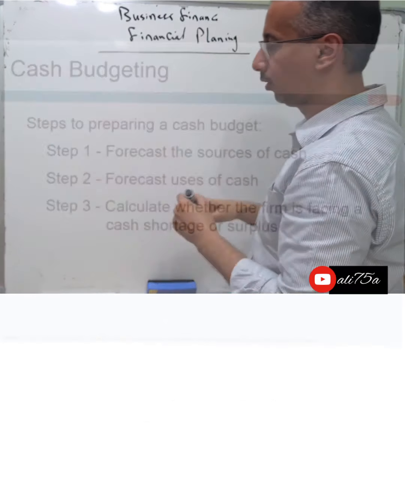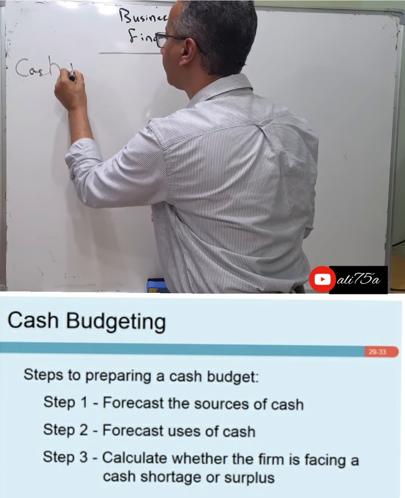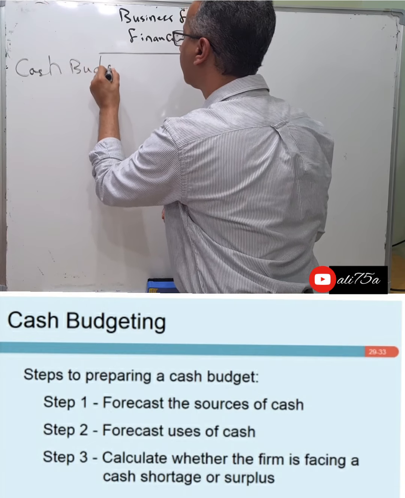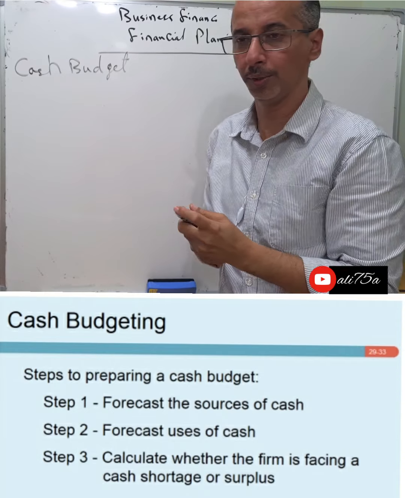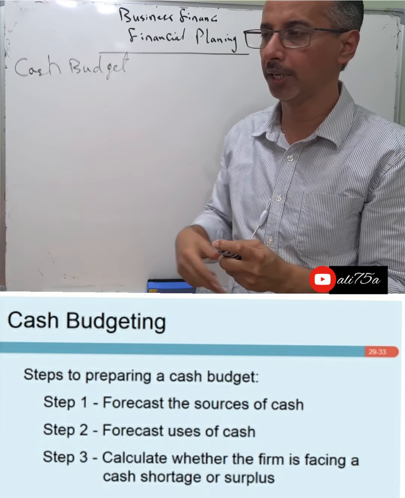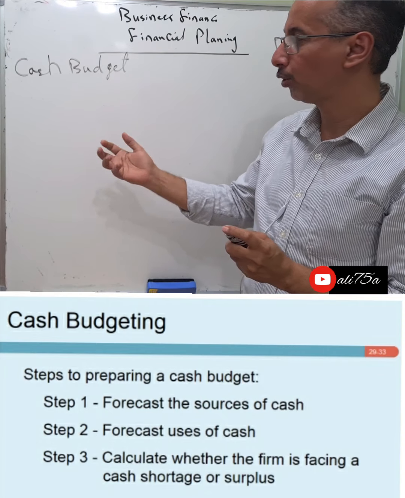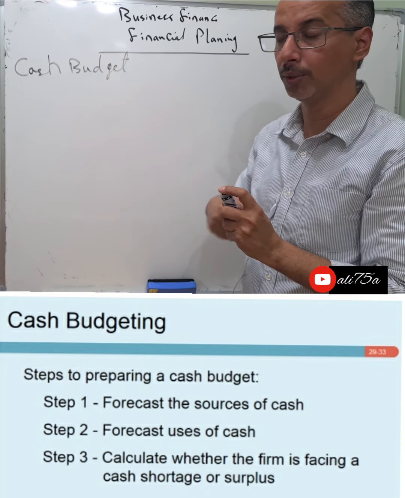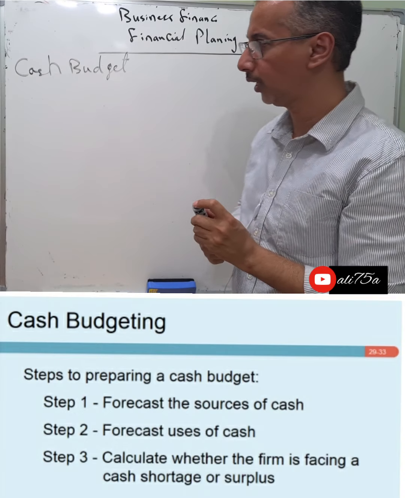Cash budget should also be prepared at the beginning of each period: monthly, quarterly, semi-annually, or annually, to specify how much cash we will receive and how much we will pay, and the difference. That's the idea of the cash budget.